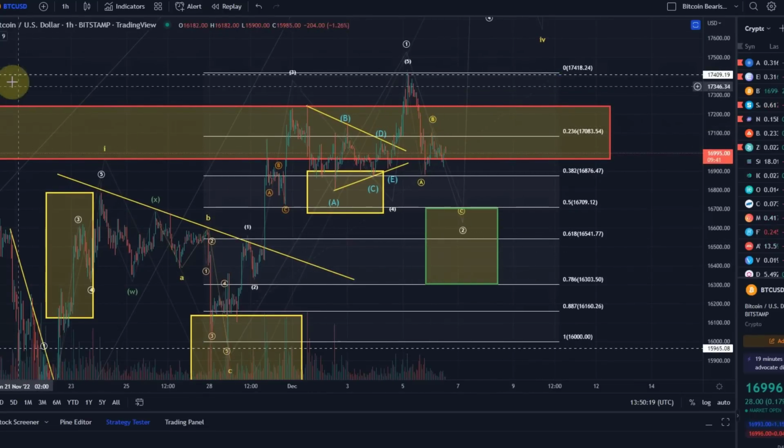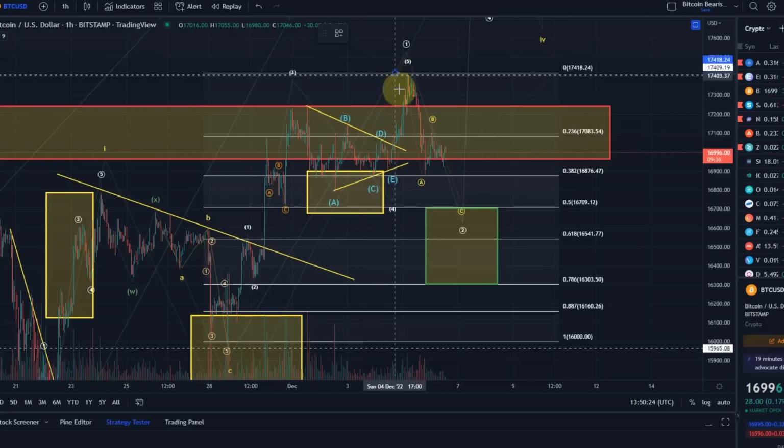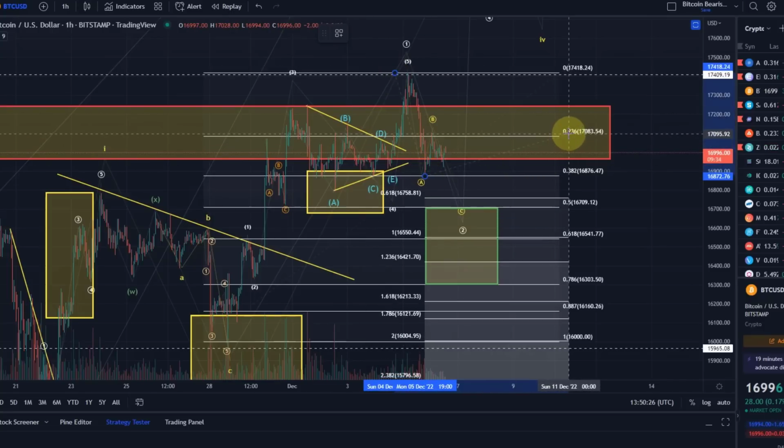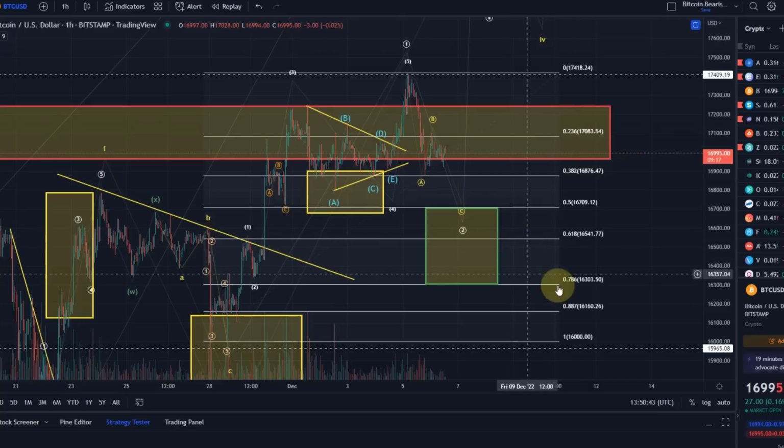We can specify that a little bit further in that we take the length of the A wave, take the high of the B wave and calculate a target for the C wave. And the first target would be 16,555, the 1-to-1 ratio, very close to the 61.8% Fibonacci retracement. So we've got a bit of a confluence here. Yeah, so that will be interesting.